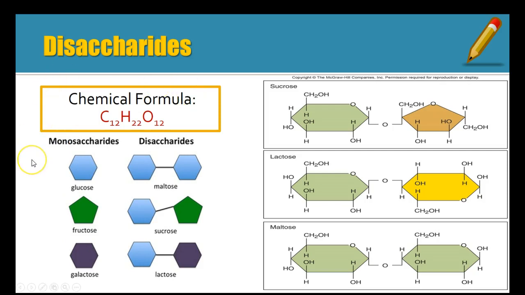Now, disaccharides are a composition of two monosaccharides. So two glucose molecules will make a disaccharide, which is maltose. A glucose and fructose will make a sucrose molecule, and a glucose and a galactose molecule will make a disaccharide, which is lactose. Now, those three can be broken down by different enzymes, but we will talk about that more when we get to digestion.